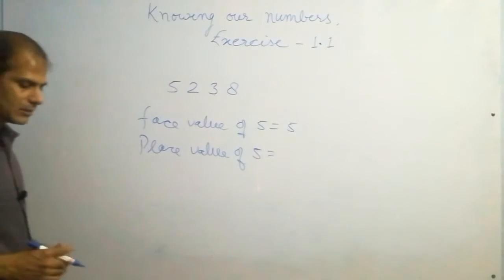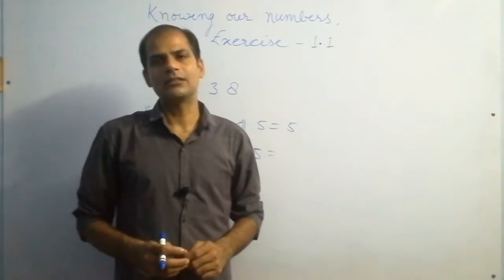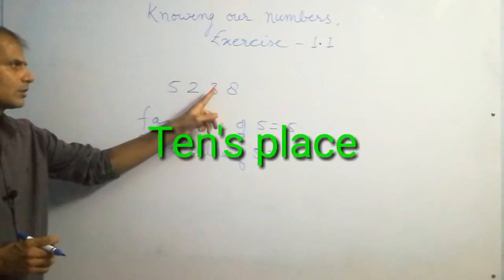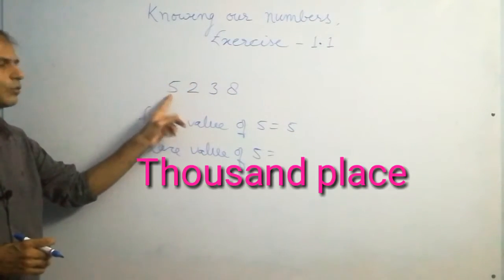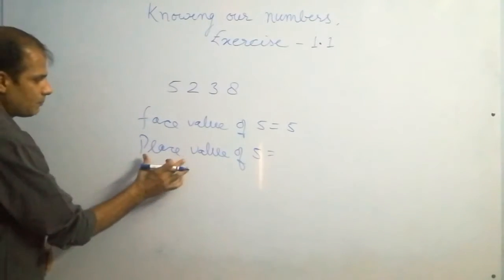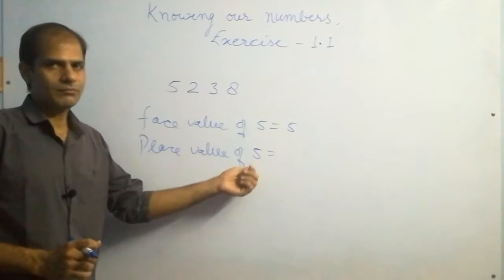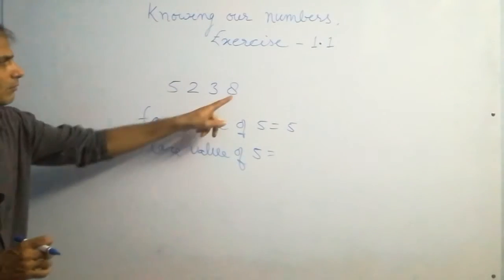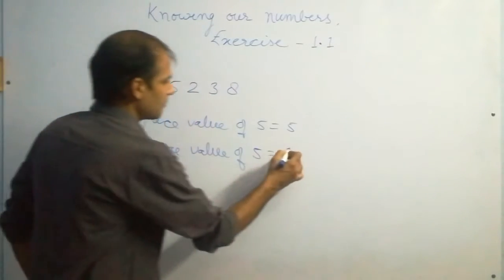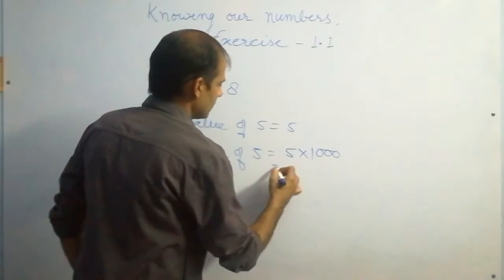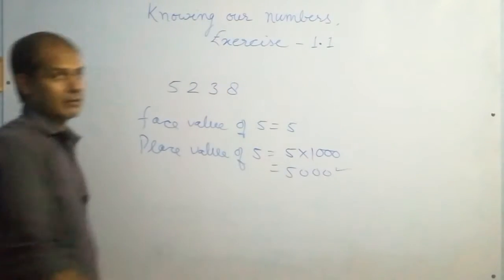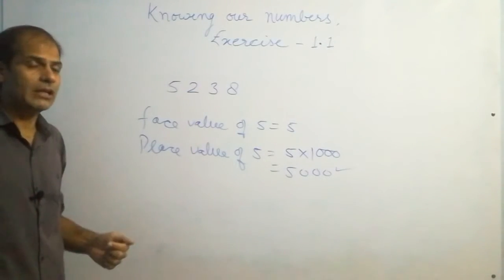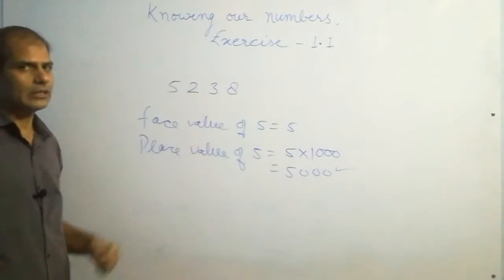There is another concept, place value. The place value is decided according to the place of the digit. So place means it is ones place, tens place, hundreds place, thousands place. Now to find the place value of 5, we multiply 5 by its place value. As you know, the place of 5 is thousands, so multiply 5 by 1000 and it is 5000. Similarly, the face value of 2 is 2, but place value is ones, tens, hundreds, so it is 200.